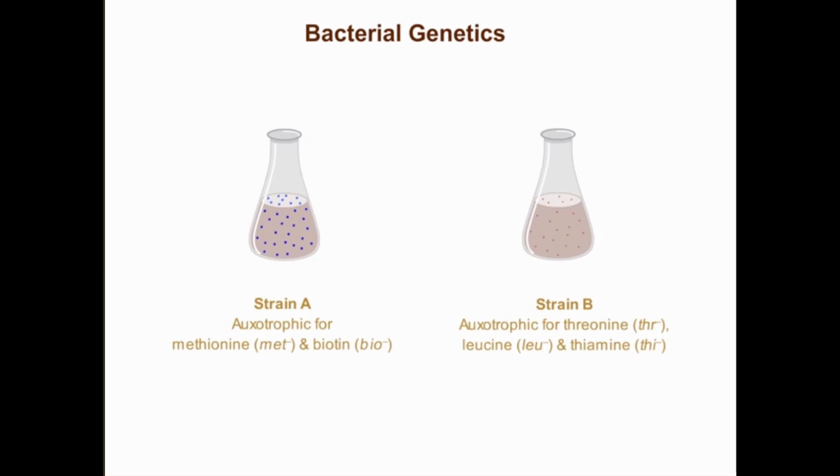Growth and plating. The main mechanism for transfer of genetic information in bacteria is conjugation. An elegant experiment in 1946 by Joshua Lederberg and Edward Tatum demonstrated this phenomenon. In this experiment, two auxotrophic strains of Escherichia coli with different nutritional requirements were studied. One strain lacked the ability to make methionine and biotin, MET-negative, BIO-negative. The other lacked the ability to make threonine, leucine, and thiamine, THR-negative, LEU-negative, THI-negative.